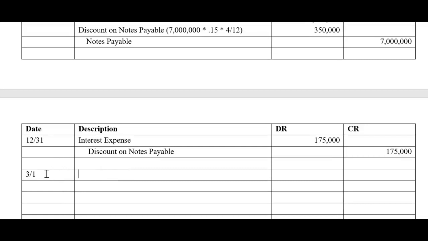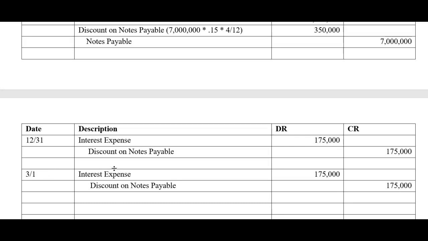Then on March 1st, what's going to happen? Well, the first thing before we actually pay off the note is we need to realize that the rest of that discount is being amortized as well. The reason being is we cannot pay off the note payable without bringing the balance up. So you can do it in one entry, but I like to do it in two so that you see.